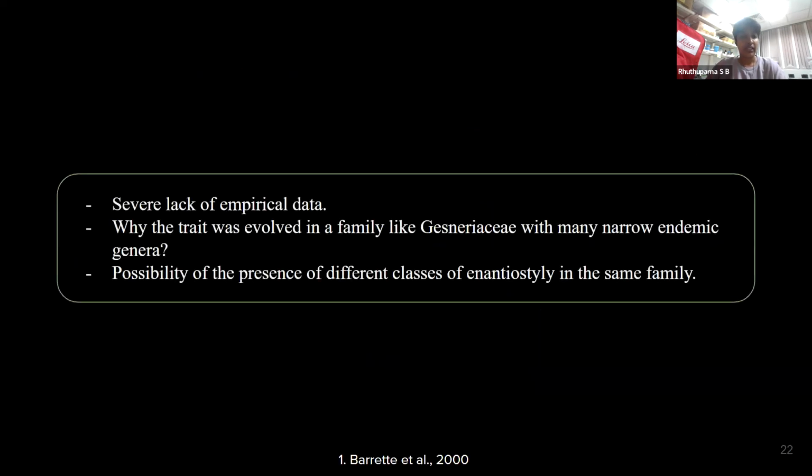Even though enantiostyle has been discussed often by researchers, there is a severe lack of empirical data on this, like the function and evolution of enantiostyle, especially in a family like Gesneriaceae with many narrow endemic genera, where the question is why the trait evolved and what advantages it provides. And there is another important notable fact about Gesneriaceae: there is a possibility of the presence of different classes of enantiostyle in the same family.